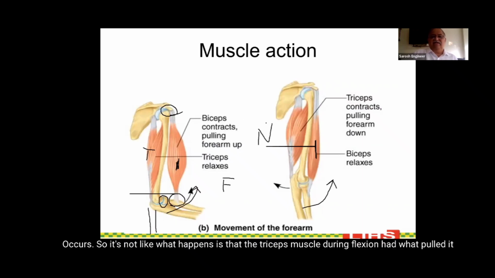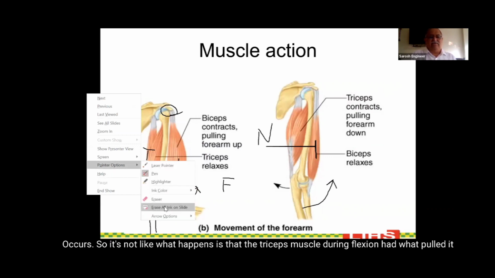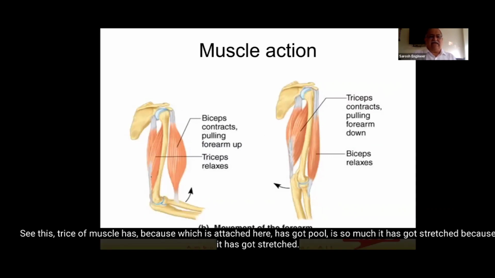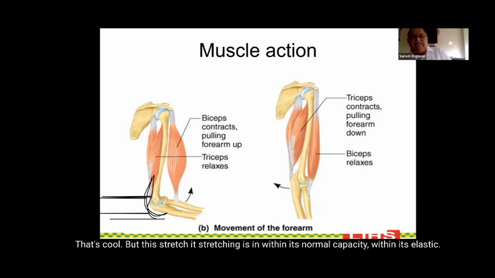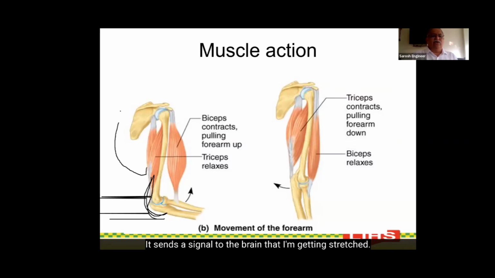What happens is that the triceps muscle during flexion had got pulled. See, this triceps muscle which is attached here, has got pulled so much. It has got stretched. Because it has got stretched, it has pulled. But this stretching is within its normal capacity, within its elasticity. That means it is not tearing. It is just getting stretched. When it is getting stretched, it sends a signal to the brain that I am getting stretched. I am getting stretched. Please do something.